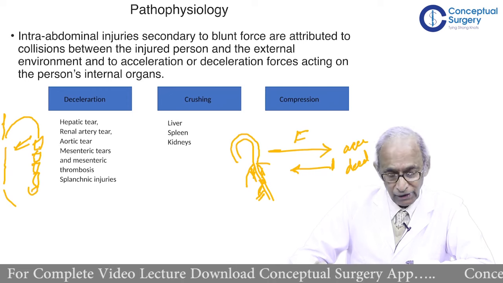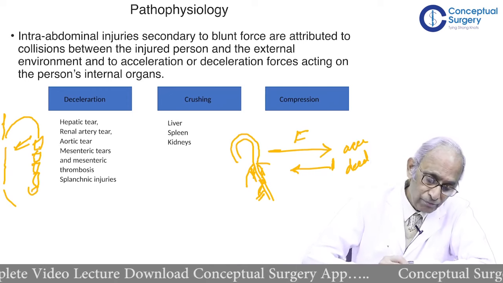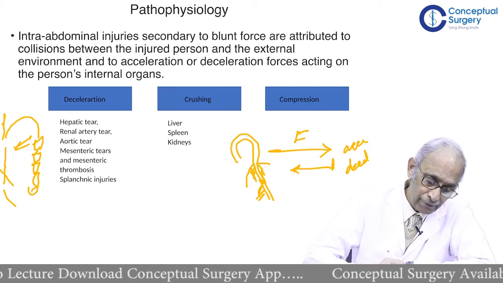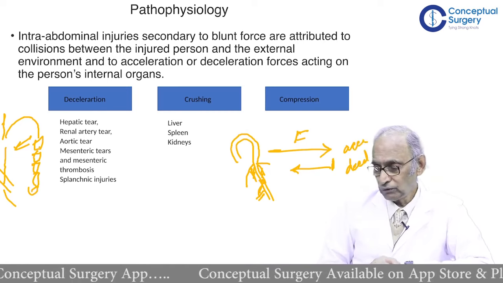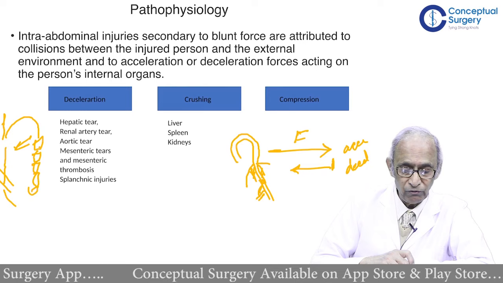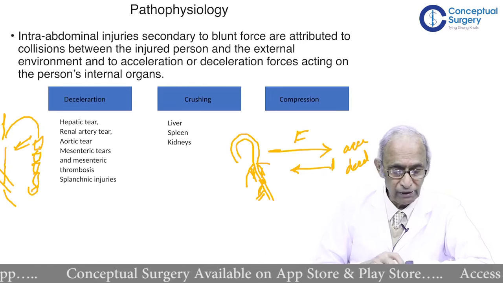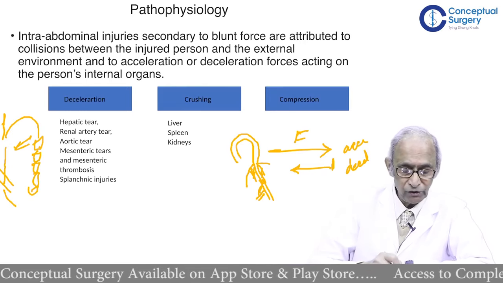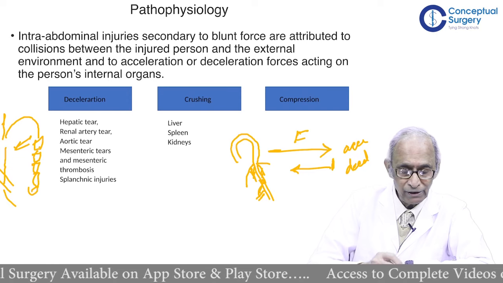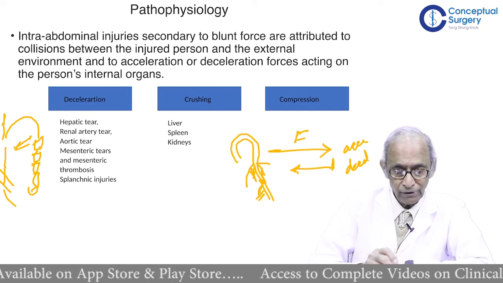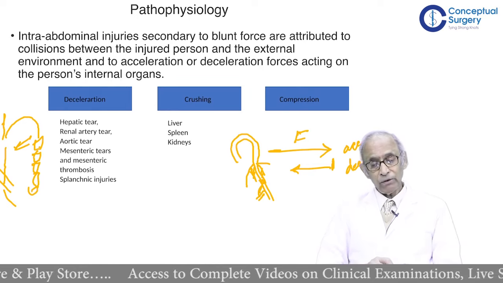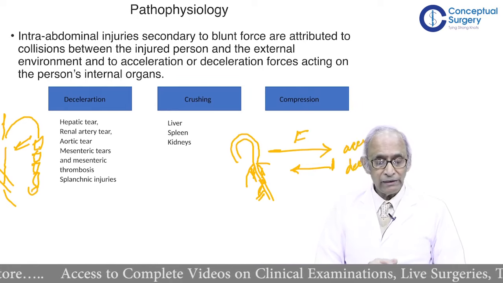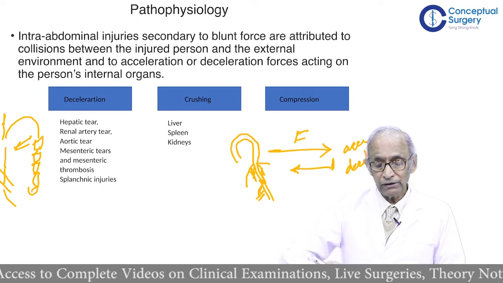Now, compression is another possibility. What is compression? Supposing there is a lap belt. Think of the belt that we wear while traveling in the car. If you're in the back seat, there will be a lap belt plus a chest belt, and that lap part of the belt can compress the lower part of the abdomen and can cause a lot of injury. So this is called compression.